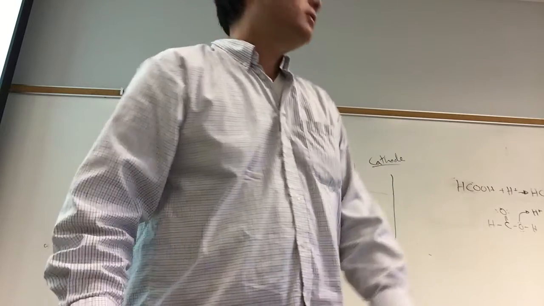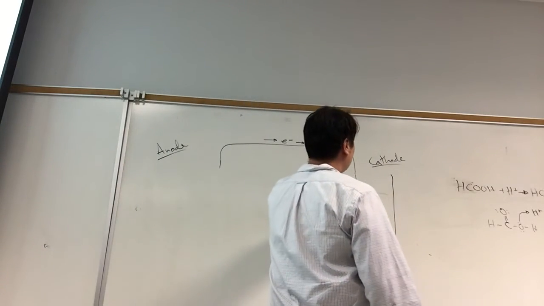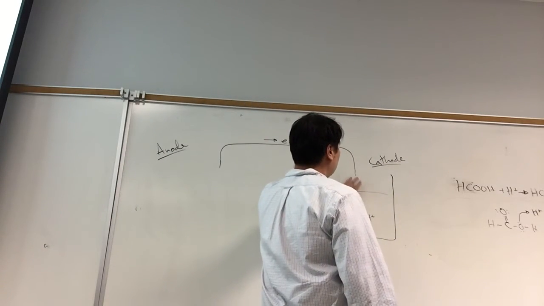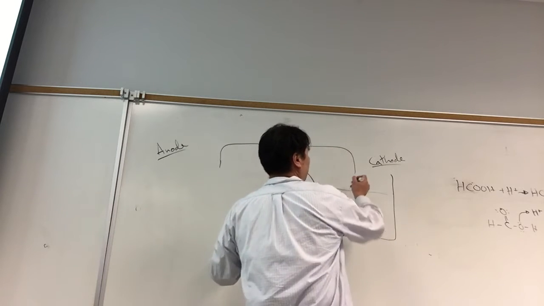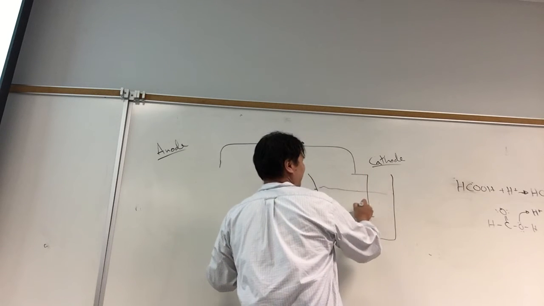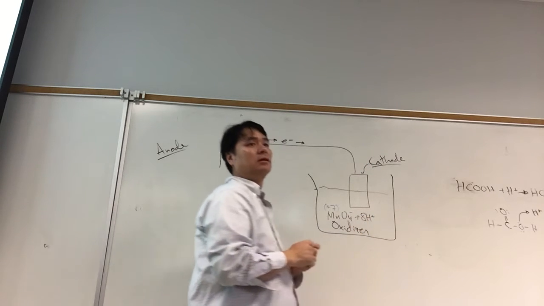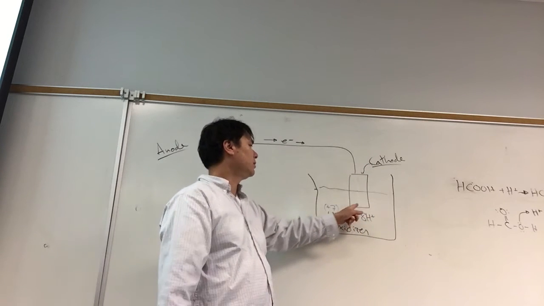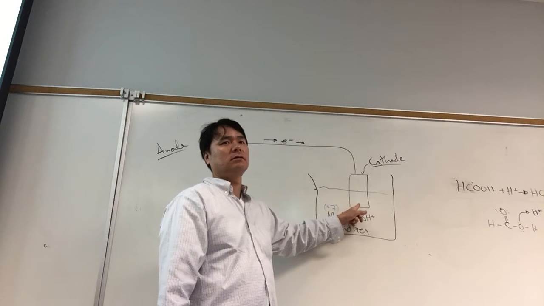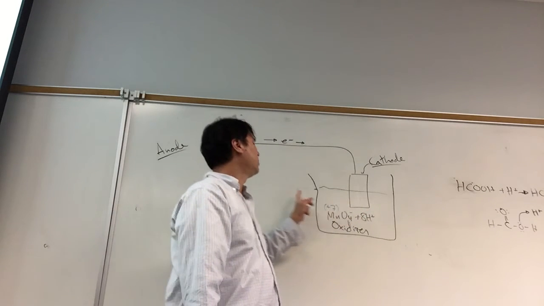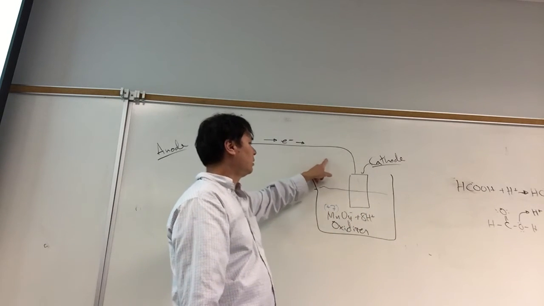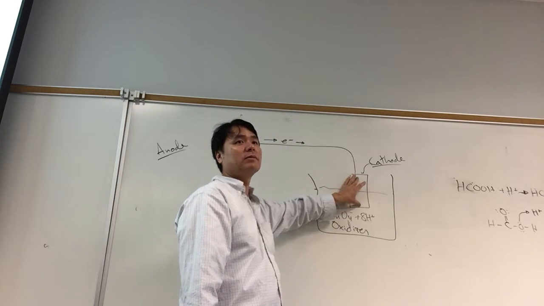Typically, we don't just dip the wire in there. Usually we put what we call an electrode in here. So this would be the cathode here. And so the permanganate is going to pull the electrons off the cathode. But we want it to pull the electrons through the wire. We don't want it to take it directly from the cathode.